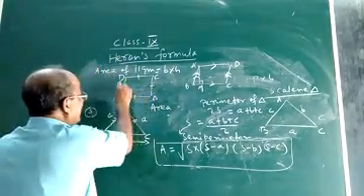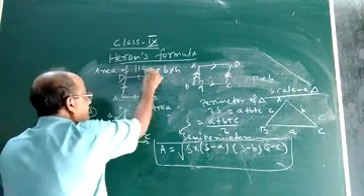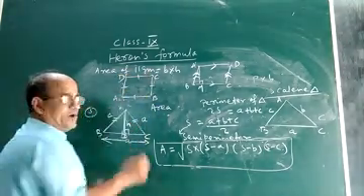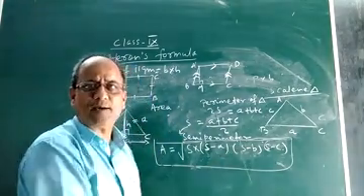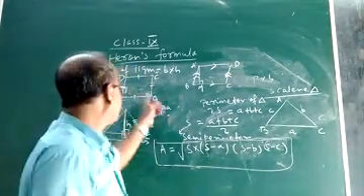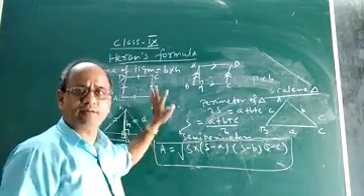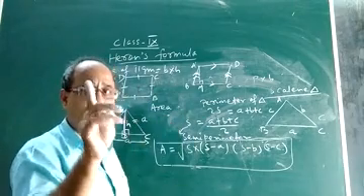Means this side and this side. Suppose AB and AD are equal, or BA and BC are equal, or CB and CD are equal, or DC and DA are equal. Any one pair of adjacent sides equal, and if it is a parallelogram, we call it a rhombus. Because in that case, what will happen? All the four sides will be same. That means all the four sides of a rhombus are same, like in a square.